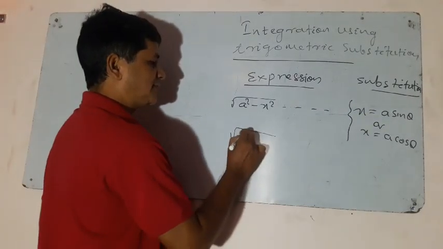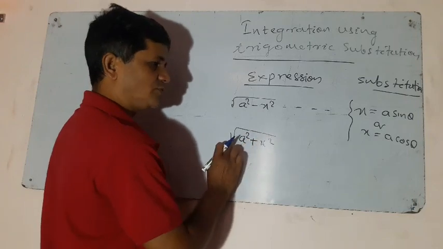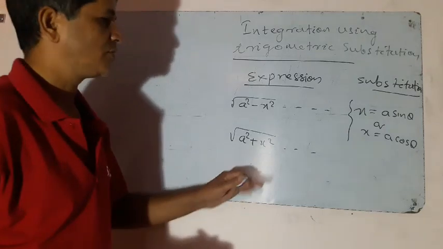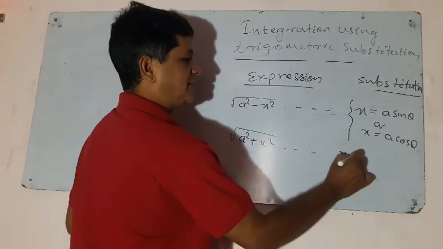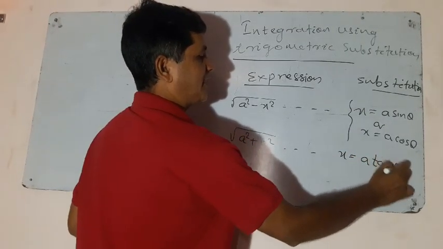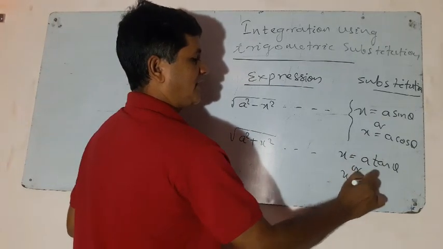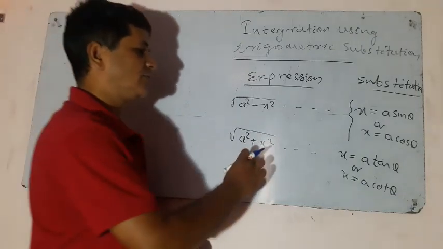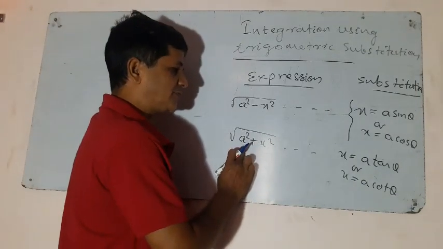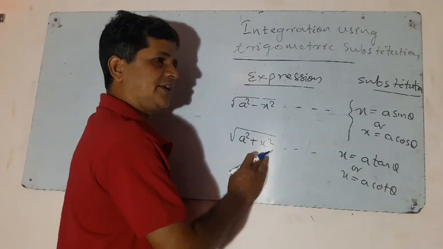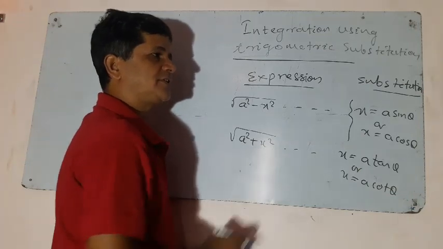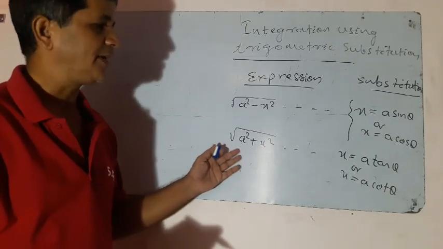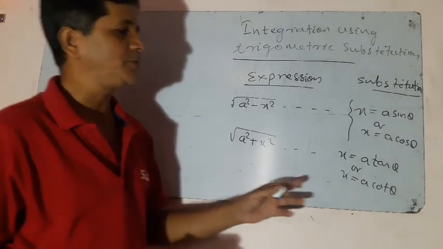In case of a square plus x square, whether it is with root over or without root over does not matter to us. So x will be a tan theta or x will be a cot theta. Why? Because if you put x is equal to a tan theta, then it will be a square plus a square tan square theta. Take a square common, 1 plus tan square is sec square theta and its root over is sec theta. So it will be a sec theta, the final value, if you choose x is equal to a tan theta.